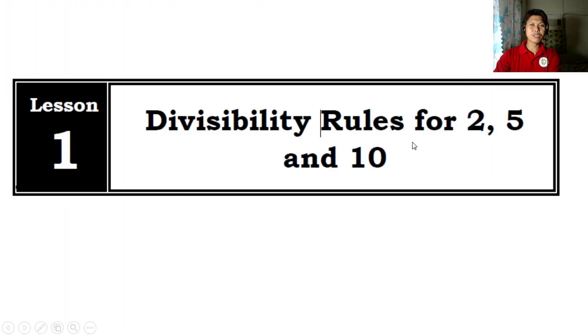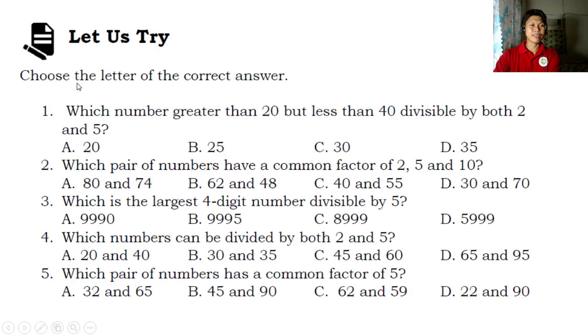Let's start. We have Lesson 1, divisibility rules for 2, 5, and 10. Okay, let's try. Choose the letter of the correct answer. Number 1: Which number greater than 20 but less than 40 is divisible by both 2 and 5? Obviously, it is not 20 because it must be greater than 20. Kaya lang, it should be divisible by 2. Mali ang 25 and 35 kasi hindi yan even numbers. So, it is obviously letter C, 30.